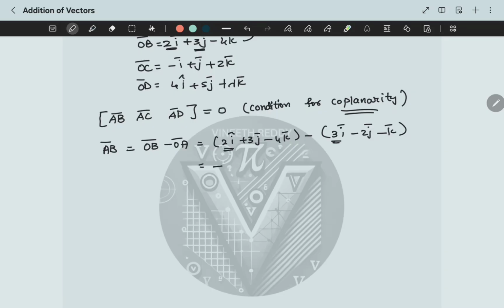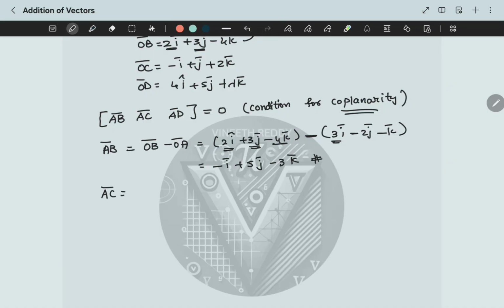2i minus 3i is minus i. 3j minus of, see, minus into minus is plus. So what do we get? 3j plus 2j. It should be plus 5j. Hope you understood this. Minus 4k. Now minus into minus again is once again plus. Minus 4k plus k is, yes, it should be minus 3k. Please redo this once again. Most of you will do wrong in this question, this step only, right?